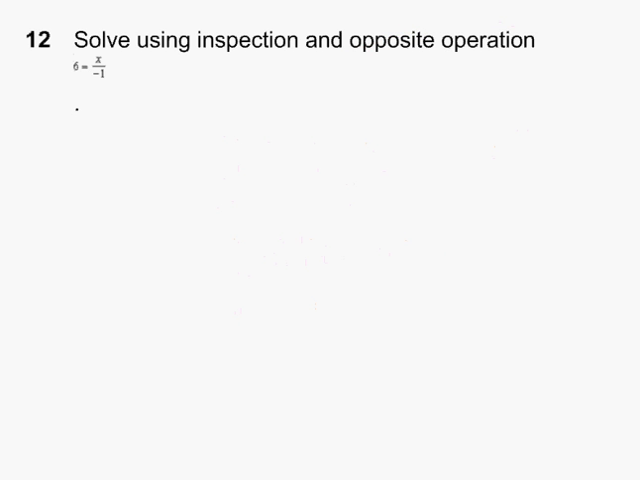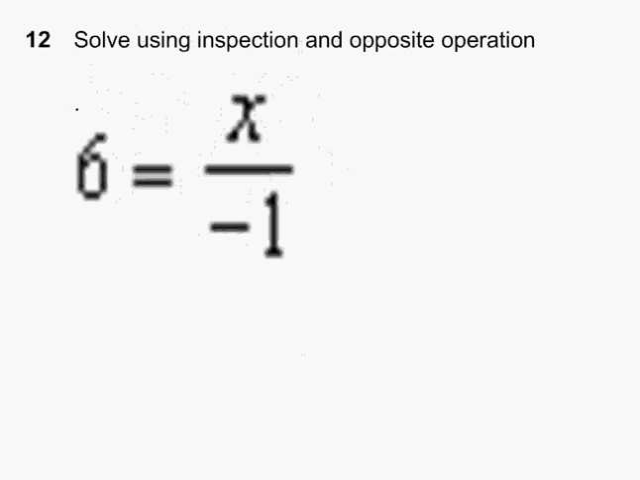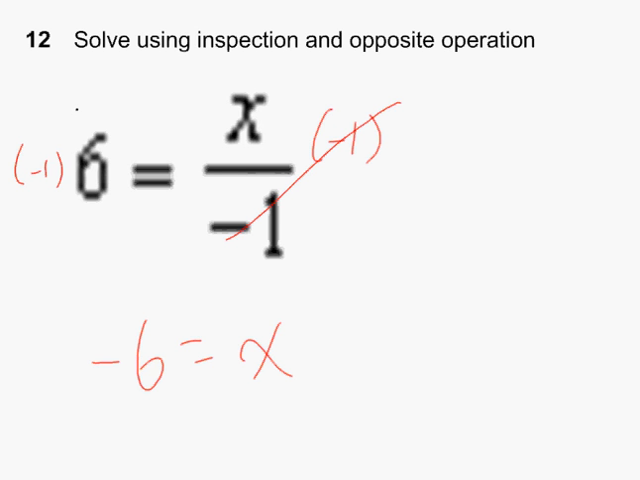Question 12, I'm just going to solve by opposite operation because I'm getting too lazy now. So it says 6 equals what number divided by negative 1? In order to isolate, I'm going to multiply both sides by negative 1. And I'm going to get x equals the product of 6 and negative 1, which is negative 6.